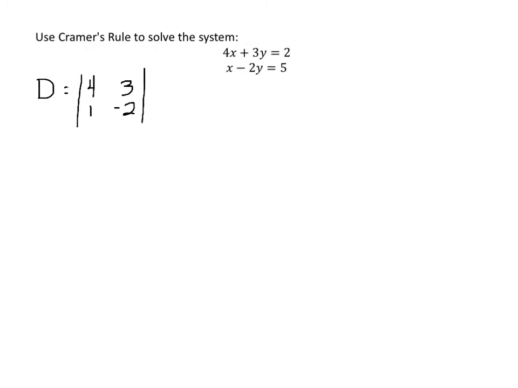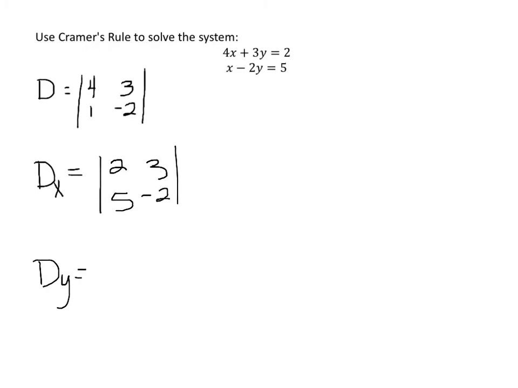After we do that, we need to find what's called d sub x. And d sub x means you take this original determinant, but in place of the x coefficients, you're going to put your constants. So that's 2, 3, 5, -2. And then you will find d sub y. Same idea. You're going to start with this one, but you'll replace these y coefficients with your constants. So we can put all of these into our calculator and come up with each determinant. Pause the video and do that now.